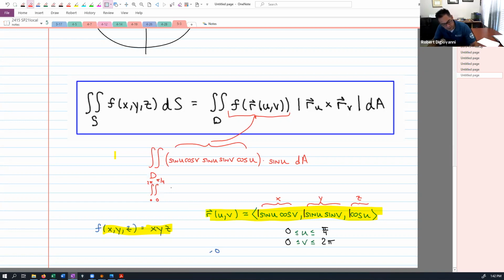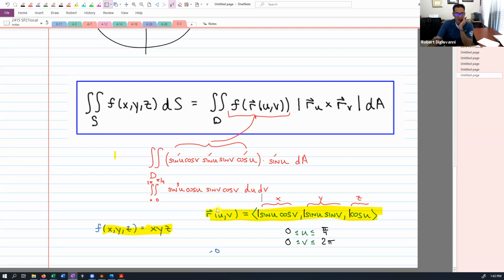Okay, I can put some of this together. Sine cubed u, I have a cosine u in there. That takes care of that. And then I have a sine v, cosine v. Du first, then dv. That's it.